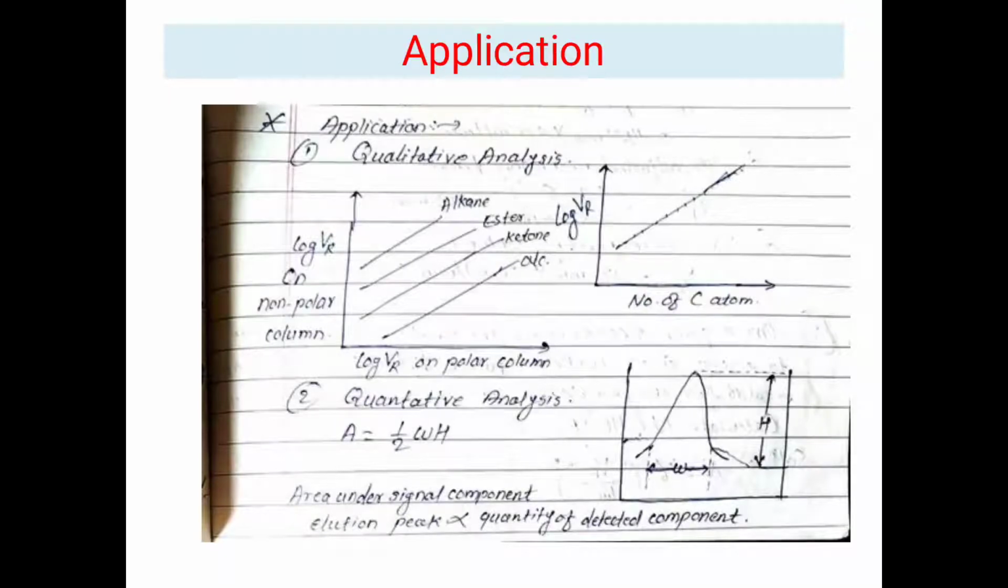The applications of GC are in qualitative analysis as well as in quantitative analysis. The qualitative analysis is carried out by plotting the graph of log VR on the non-polar column versus log VR on the polar column. These are the different compounds, that is alkane, ester, ketone and alcohols. Again, the log VR versus number of carbon atoms gives a straight line graph, and by using this we can determine the separate components, that is compounds containing different functional groups, in a qualitative way.